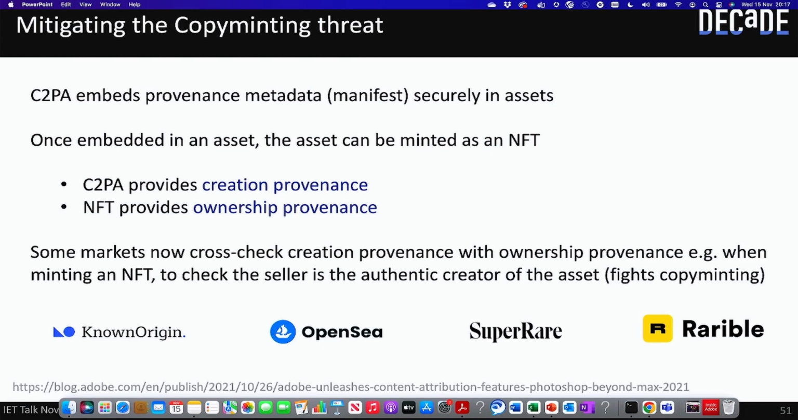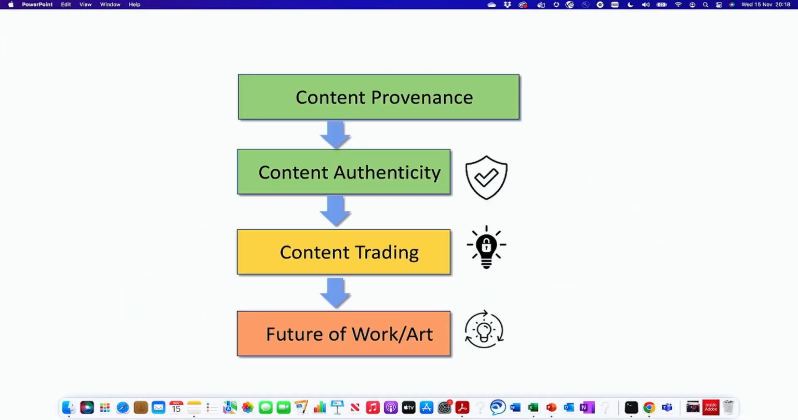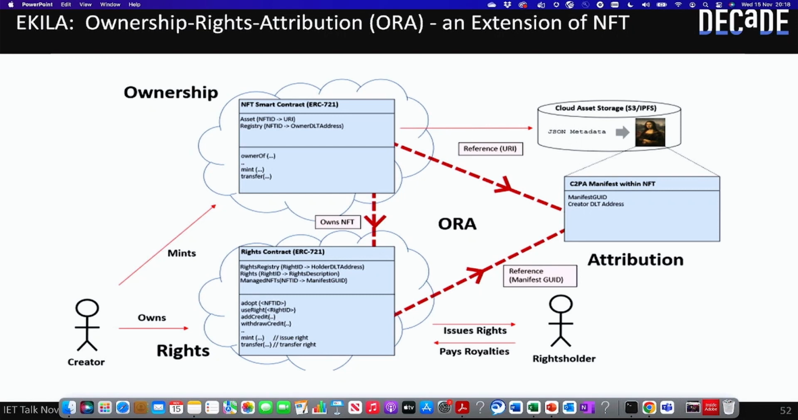So for example, there are some integrations now with NFT marketplaces where you can buy and sell these NFTs that will check an asset for this C2PA metadata, and see if the person that's selling it is the person that created it, and red flag it if it's not. So this is one of the ways that these two technologies can come together to help fix these problems for decentralized content trading. Why not? I'll put it up.